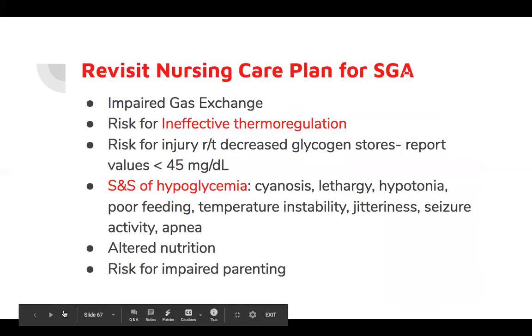Care plans, revisiting for that small for gestational age. I'll let you pause if you needed to go through this, but again, there's a lot of stuff we've been talking about. Just the key thing is watching for those signs and symptoms of hypoglycemia, and know that we're treating below 40, not your traditional adult, where we're treating them below 60.